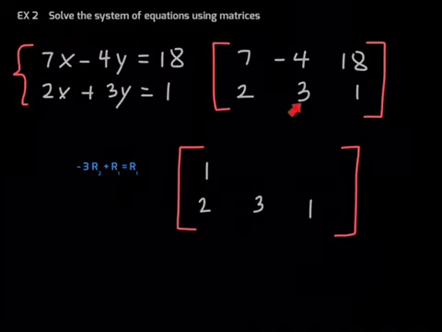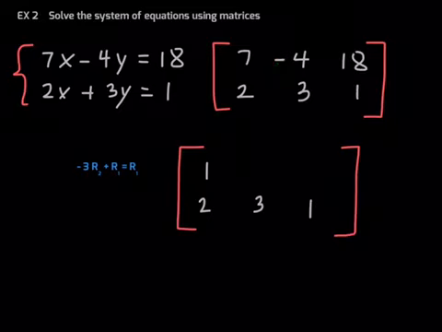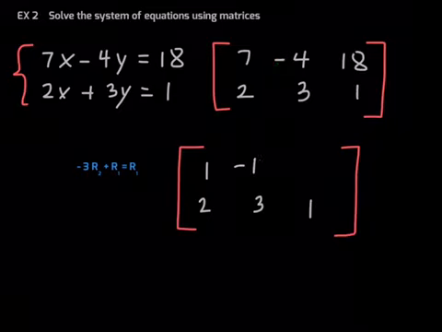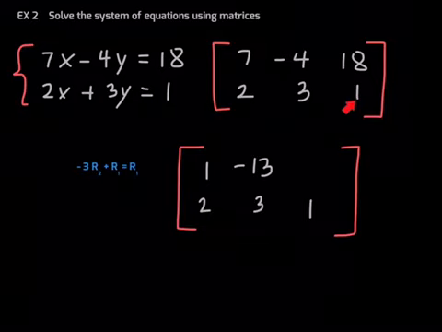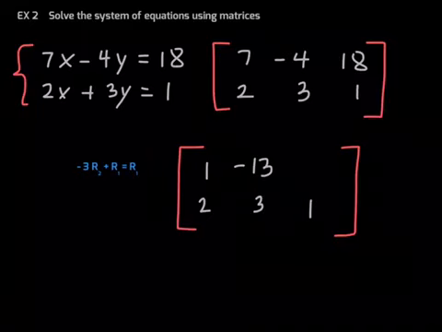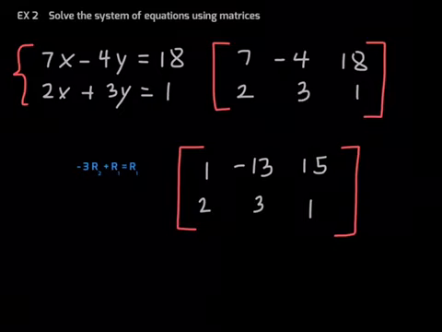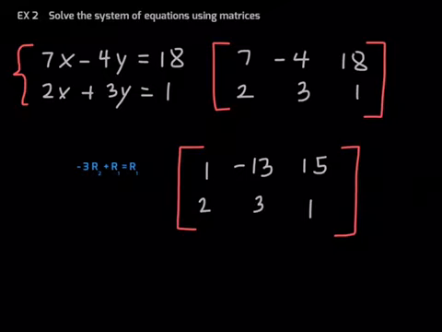3 times negative 3 is negative 9. Negative 9 plus negative 4 is negative 13. 1 times negative 3 is negative 3. Negative 3 plus 18 is 15. Cool? So I'm hoping you're seeing that this is very efficient because it's very organized, right? You're not writing down variables, you're just writing down numbers in a very organized way.